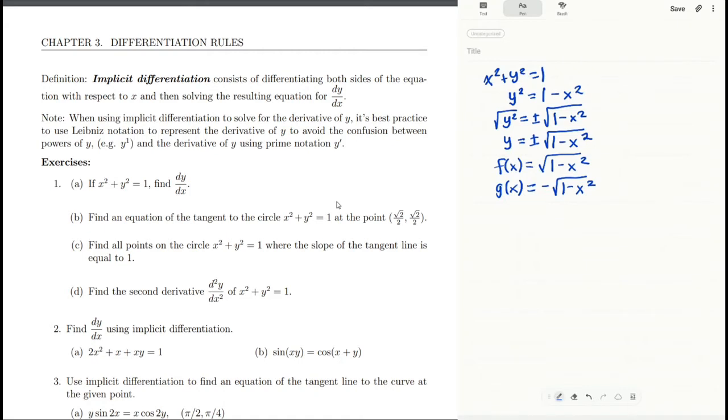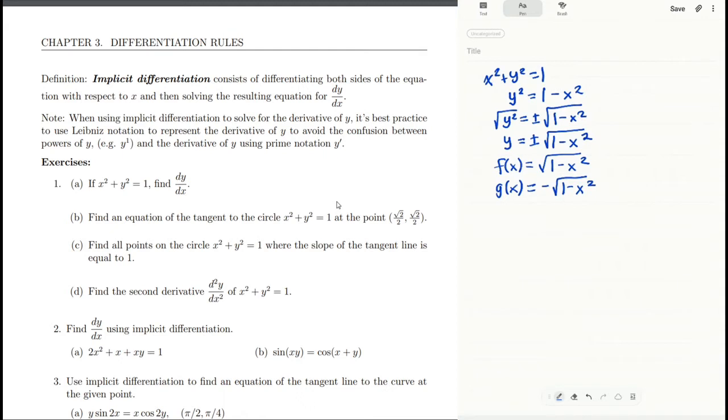And so the method that we will learn is called implicit differentiation. And this will consist of differentiating both sides of the equation with respect to x, and then solving the resulting equation for dy over dx, or the derivative of y with respect to x.